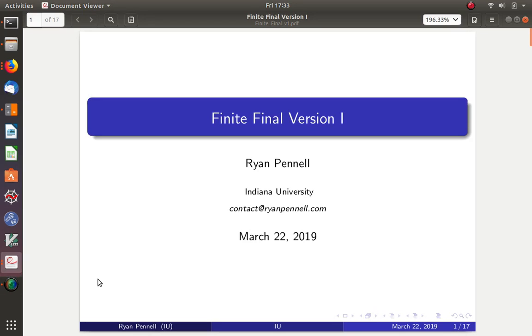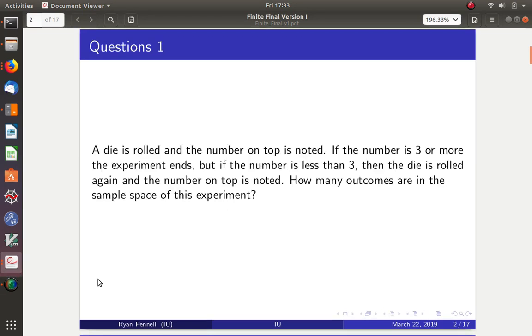Okay, so again, this is version 1. And question 1 asks, a die is rolled and the number on top is noted. If the number is 3 or more, the experiment ends. But if the number is less than 3, then the die is rolled again and the number on top is noted. How many outcomes are in the sample space of this experiment?